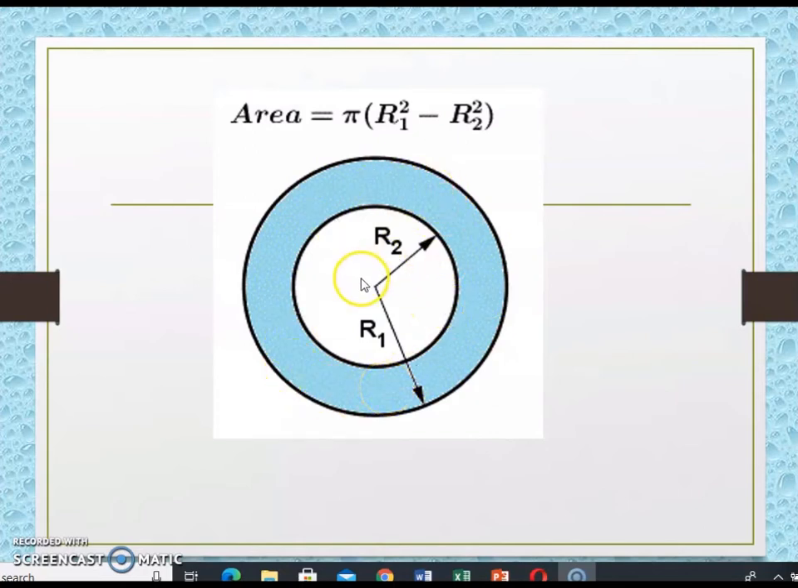So how can you find the shaded area? It will be the outer circle's area minus inner circle's area. That will give you the area of this shaded portion. So outer circle's area is pi r1 square and inner circle's area is pi r2 square. Now when you subtract, you can take pi common. So pi into r1 square minus r2 square. That is the formula for the circular ring.